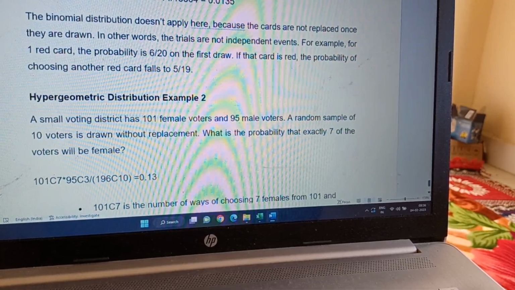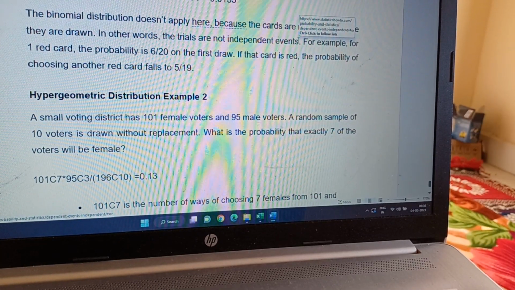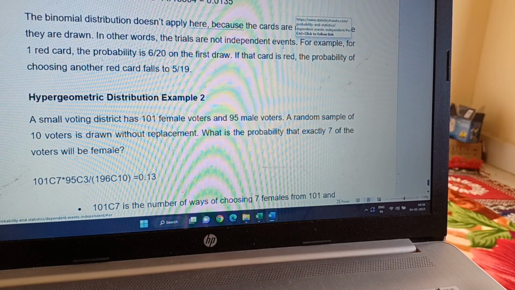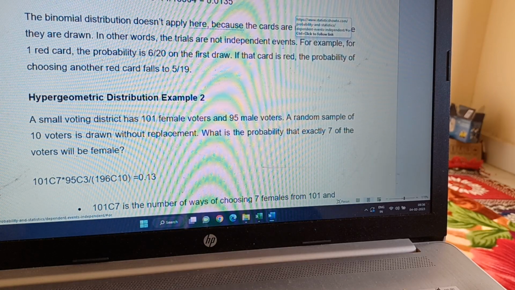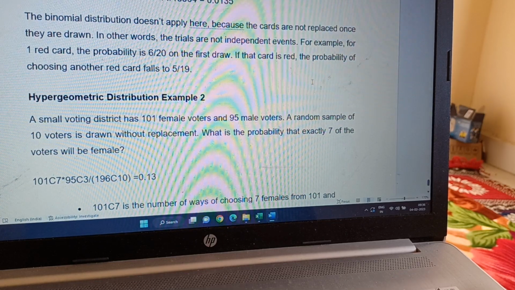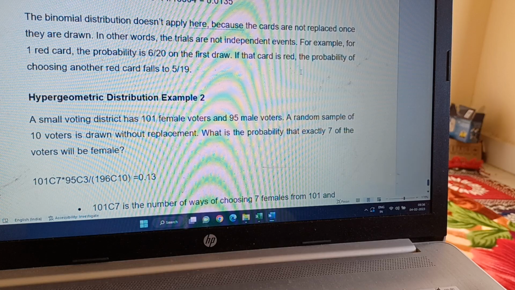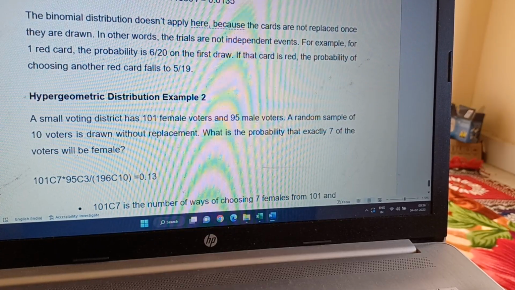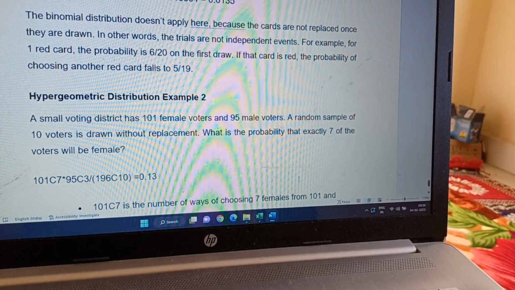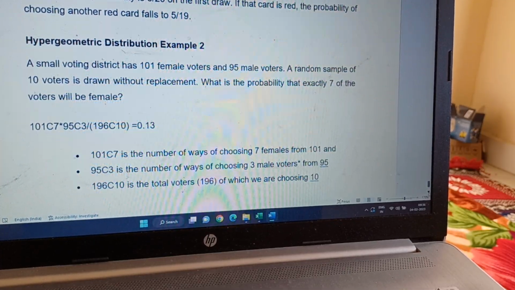I gave the reason that the trials are not independent. Means if 4 have been chosen, then the last one can be only 1 out of 14. First is chosen and it is not replaced. Then second is chosen and both are not replaced. Then third is chosen and then fourth is chosen the same way. So we have this thing about hypergeometric distribution.